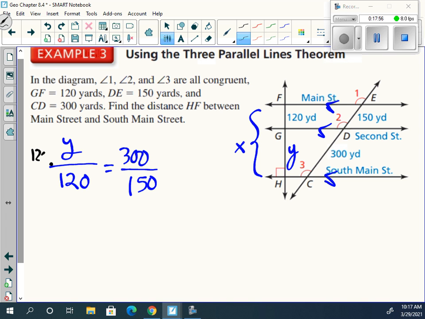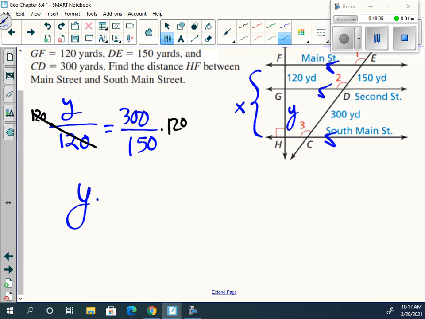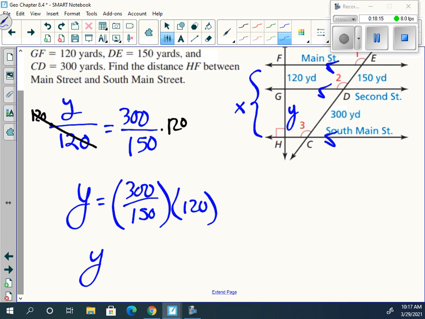So then yes, we would multiply both sides by 120, and these would cancel out. And this Y is equal to 300 over 150 times 120. 240.